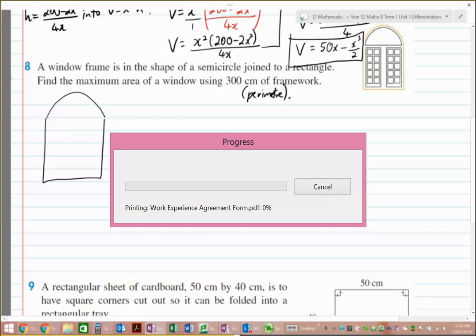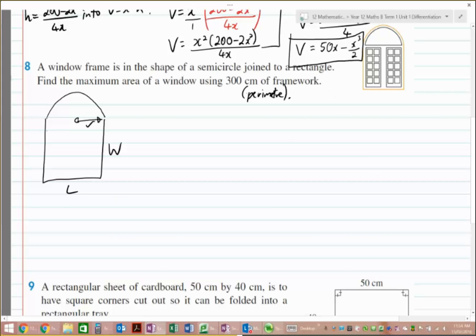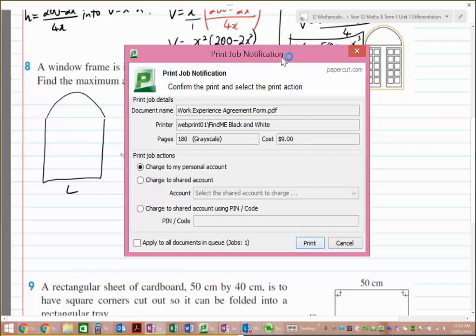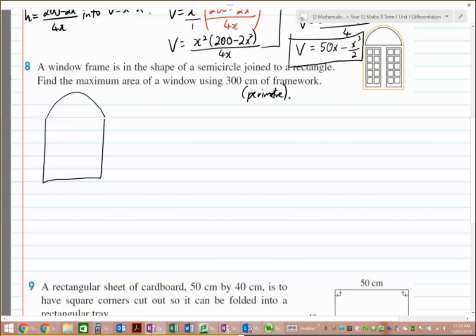Okay, I could go around this whole diagram and say this is L, this is W, this is R. I'm going to try and minimize the number of variables that I use. So I know I'm going to have to do something with the circle, so I'm going to just call this R for now. Okay, so let R be the radius.